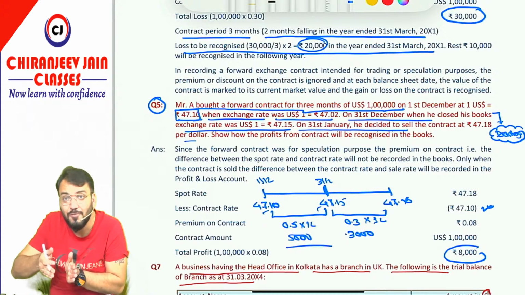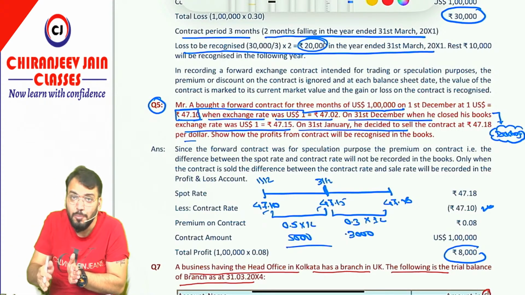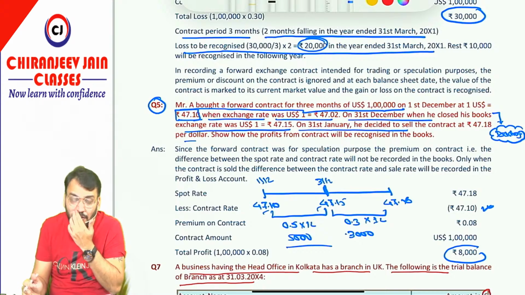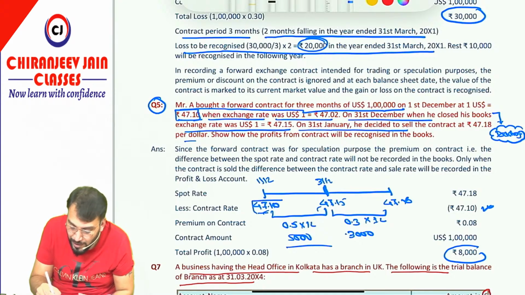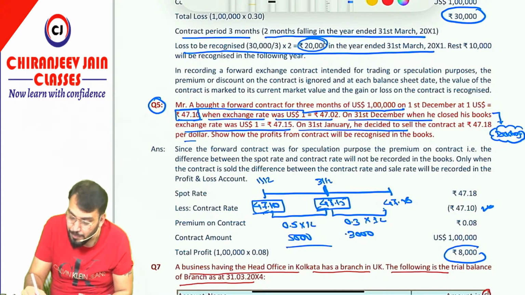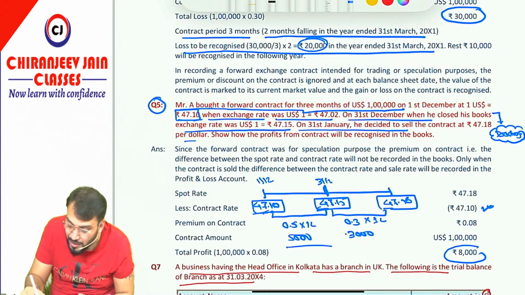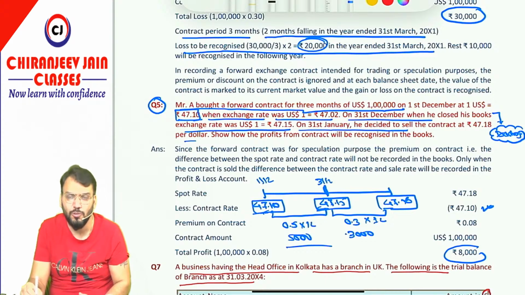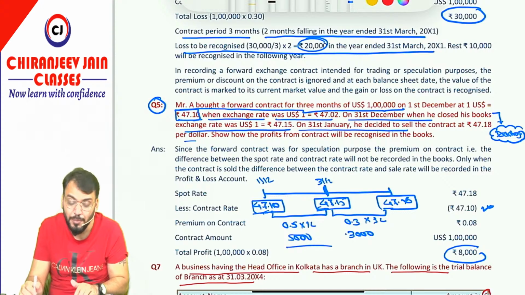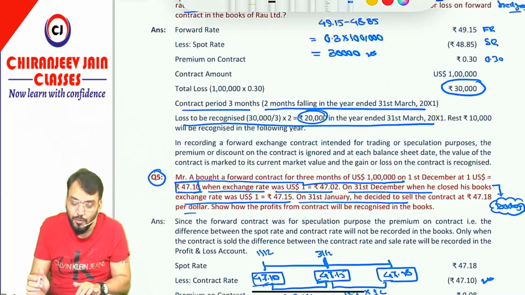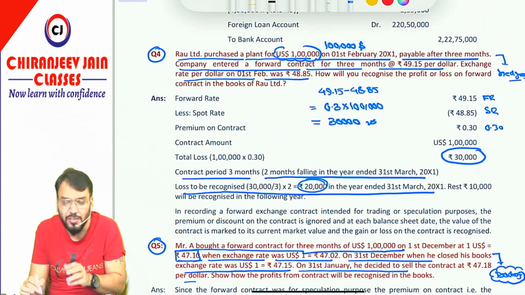So whenever it is held for the purpose of trading, it will always be marked to market value. Initially you purchased at 47.10. Then the price became 47.15. Then the price became 47.18 when it was actually sold. Now a detailed discussion cannot be done here because it is actually a final level topic, but these two questions will come. I hope you have understood these two questions. If a similar question comes, now you can do it.